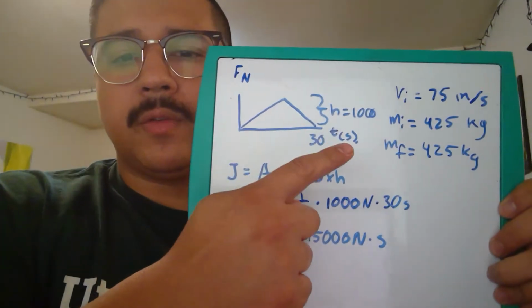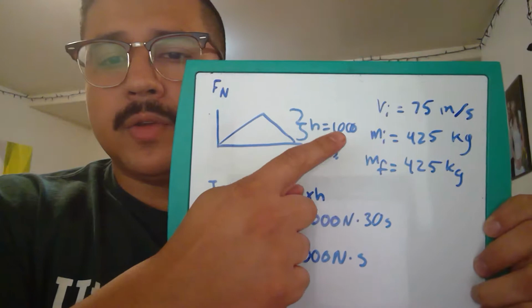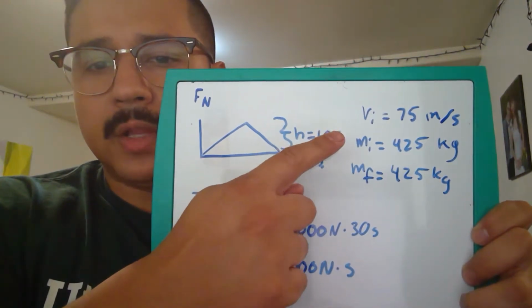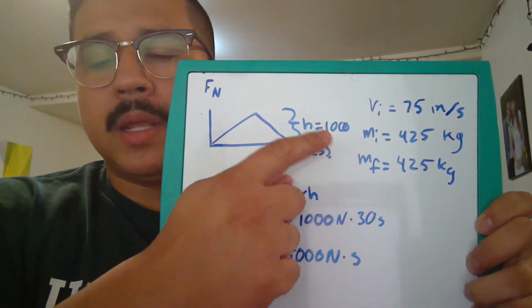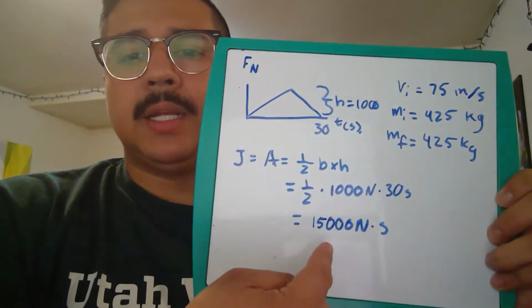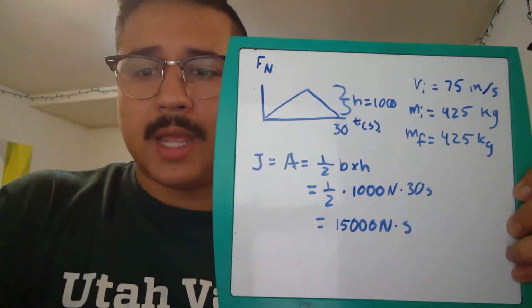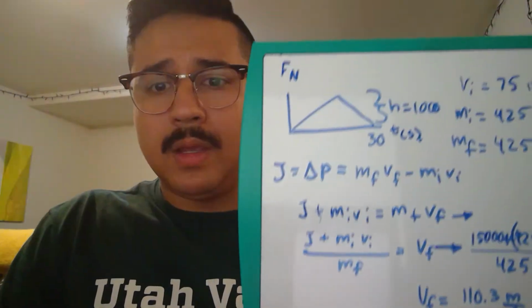And of course, later we're going to use the givens that we were given, our initial velocity and our initial and final mass. But that's what we need just to find the impulse. So I'm going to pause it and write the second part of the question.